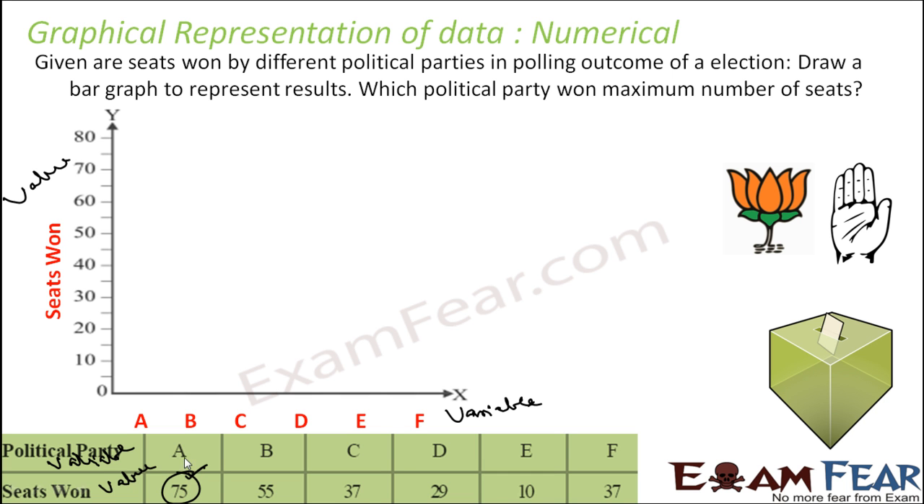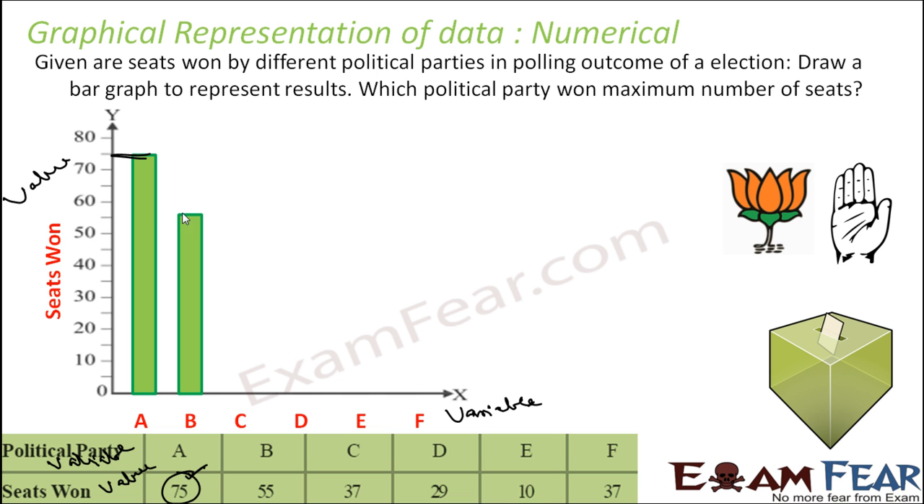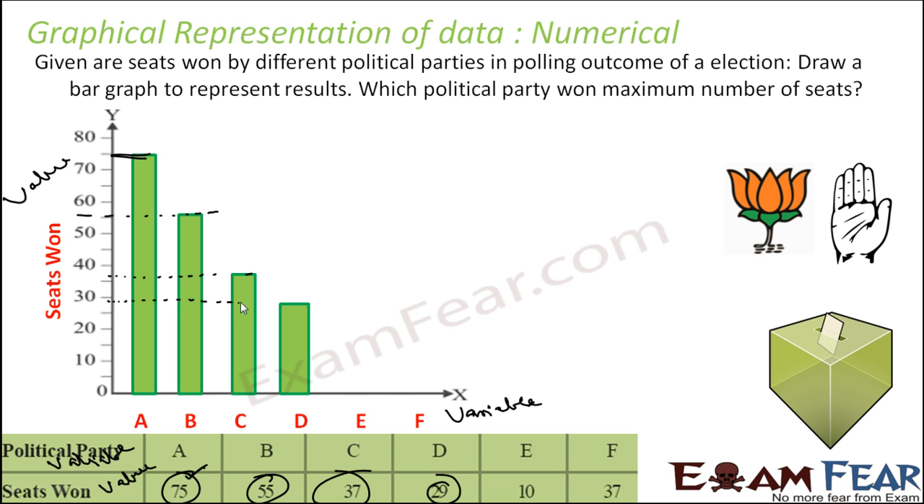Now for A party, 75 seats, so I'll create a bar of length 75 for A party. For B party, 55 seats, so I'll create a bar of length 55. For C party, 37, so I'll create a bar of length 37 almost here. For D party, seats are 29, so I'll create a bar of length 29. Similarly, E party has 10 seats, so I'll create a bar of almost 10 length. For F party, the number of seats are 37, so I'll create a bar of 37.